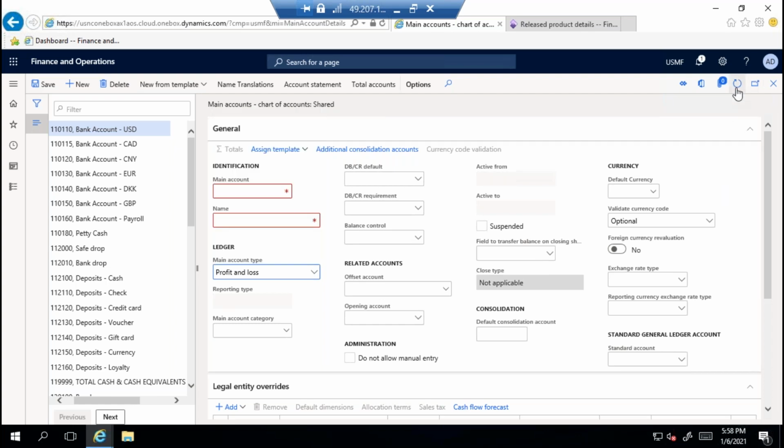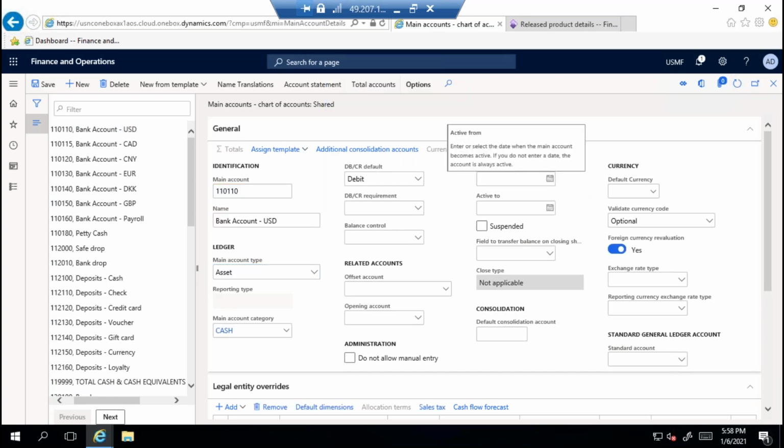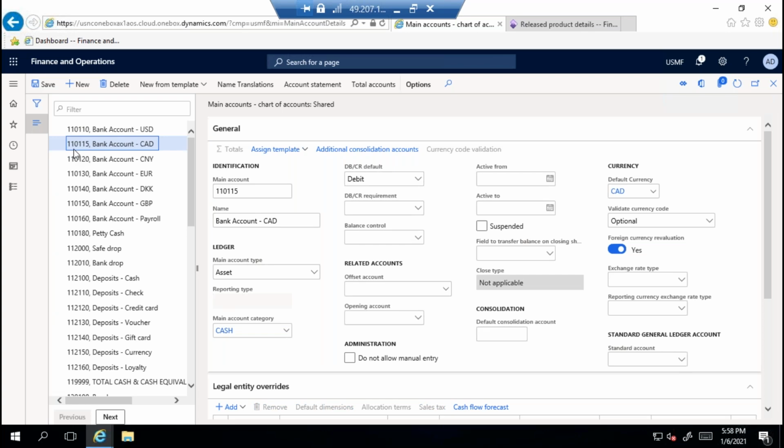Sir, what is the difference between main account and chart of accounts? A group of main accounts is a chart of accounts. This is one main account, this is one main account, all together it is chart of accounts. We cannot say this is one chart of accounts. This is a main account. But if you are discussing multiple, plural, all these things, it is a chart of accounts. Clear? All together, chart of accounts.